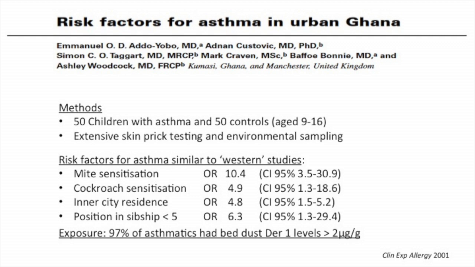What he found was a very Western type asthma model, with mite and cockroach sensitization being strong predictors for allergic asthma in these young Ghanaian children. Furthermore, inner city residence was a risk factor, as was position and citizenship. Finally, he found that most asthmatics had levels of house dust mite in their homes at least as high as that required to cause sensitization.